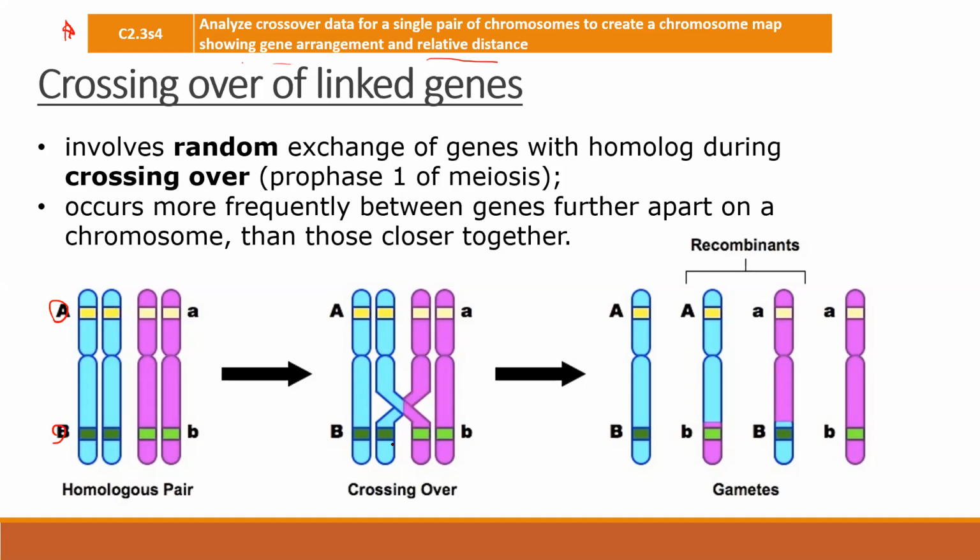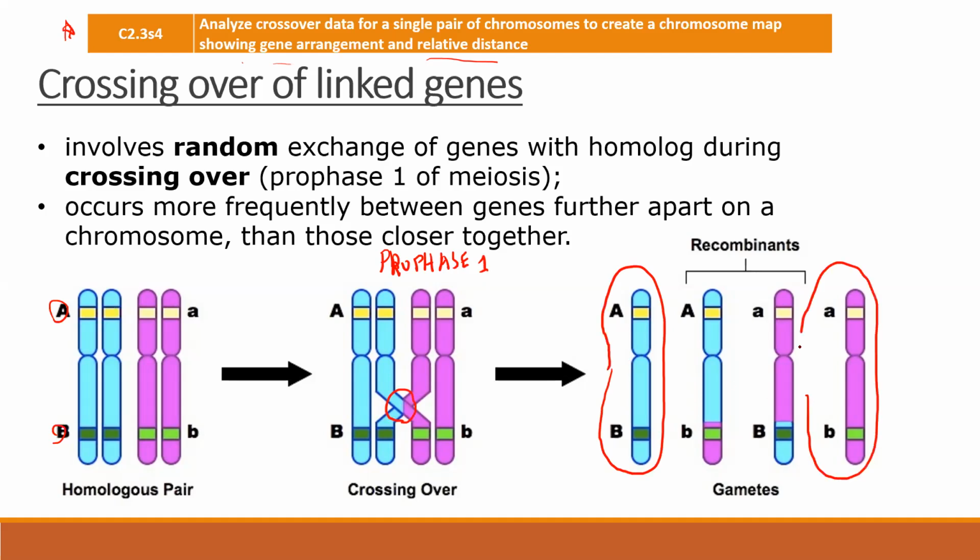And the crossing over here, the synapsis, the tetrad that forms, occurs in prophase 1. You know that already. And if it does occur, then what we can see in the gametes, those that remain linked are here. But the crossing over ones, the ones where we had crossing over between A and B, we refer to those as the recombinants.